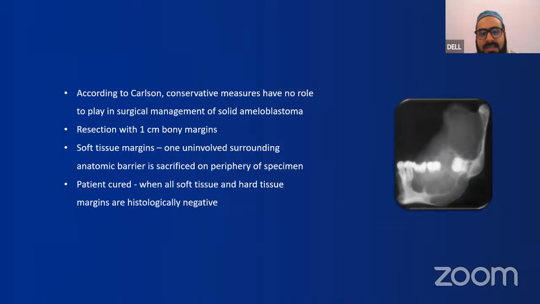So according to Carlson, there is no role for conservative measures like curettage in management of solid ameloblastoma, and resection with 1 centimeter bony margins has to be done, and a soft tissue margin of one uninvolved anatomic barrier. Suppose there is perforation of the bony cortex, you have to involve the periosteum or the surrounding muscles to effectively prevent any recurrence. So the patient is cured when all soft tissue and hard tissue margins are negative.